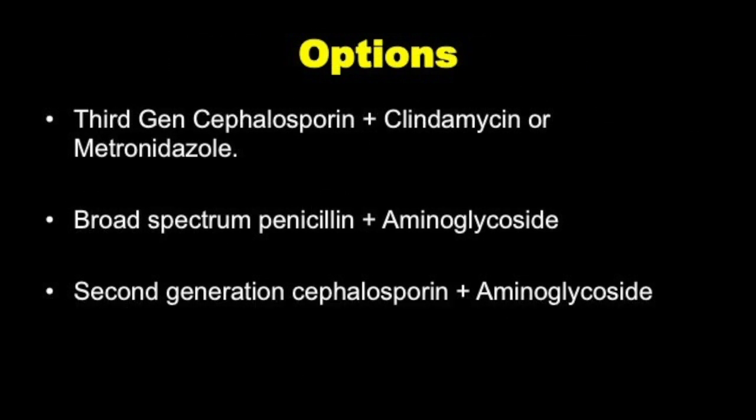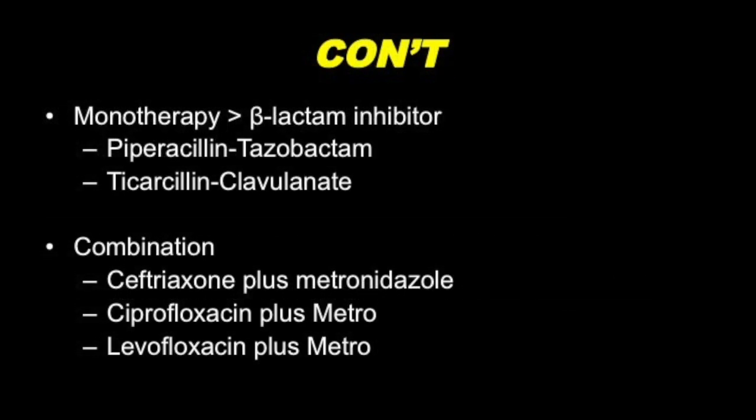So the options we can use: a third generation cephalosporin plus clindamycin or plus metronidazole. Or we can use a broad spectrum penicillin with an aminoglycoside. Or in the instances you don't have a third generation cephalosporin, you can use a second generation cephalosporin. In some instances, we can use monotherapy using a broad spectrum antibiotic that contains a beta-lactamase inhibitor, like piperacillin with tazobactam, or ticarcillin with clavulanate.